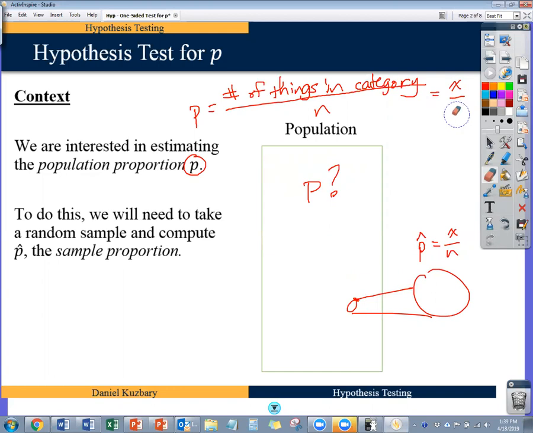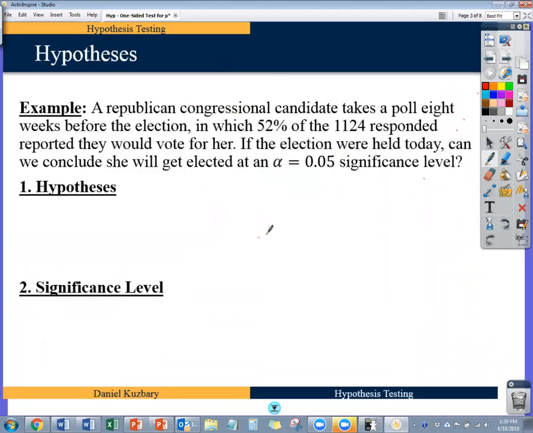And I've made a mistake. So in this case, this would be the population size. This would still represent the number of things in the category. This is your sample size. But they're computed the same way. So you'll use your sample size. And we're going to use this estimate and the properties of p hat to construct a hypothesis test for the population proportion. So this will be fun.